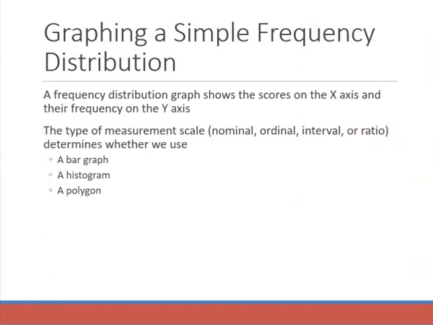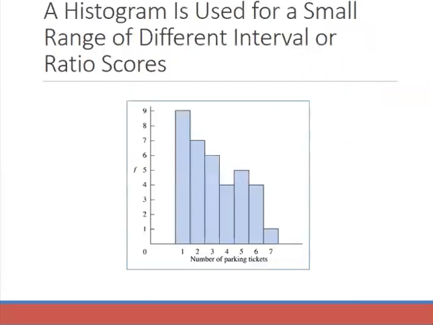Another thing you may need to do with frequency distribution is demonstrate those distributions on a graph, okay? In a frequency distribution graph, the x-axis will show the possible scores and the y-axis will show the frequencies. The type of measurement, nominal, ordinal, interval, or ratio, will determine whether we use a bar graph, a histogram, or a polygon. And just note that graphing is part of what's going to be required for your final project, so we'll be talking a good bit about graphing.